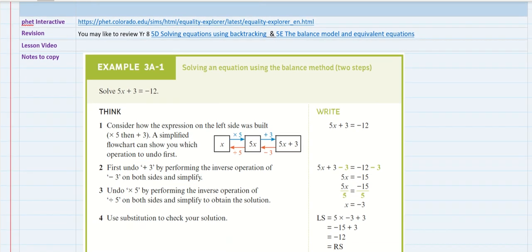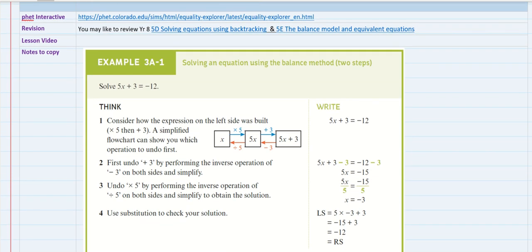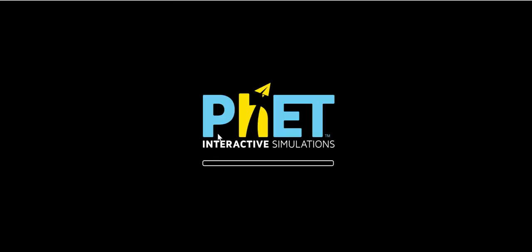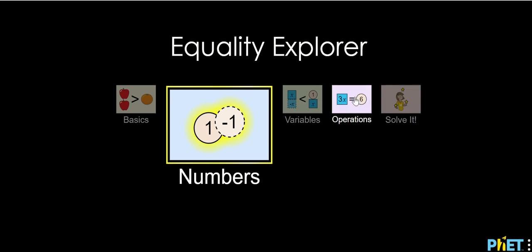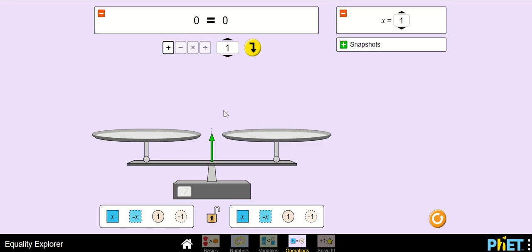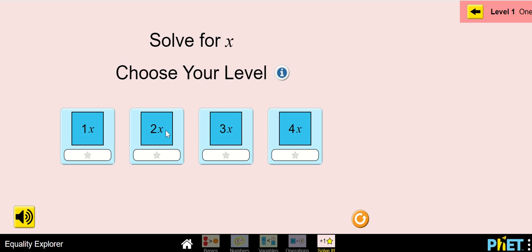Now there is a little interactive you might want to have a look at. If you were in my class last year, we had a look at that. I think this is the equality explorer. We can do it with numbers and variables, for example. So we might just have a quick look here. I'll probably have to go back to a problem solving one.